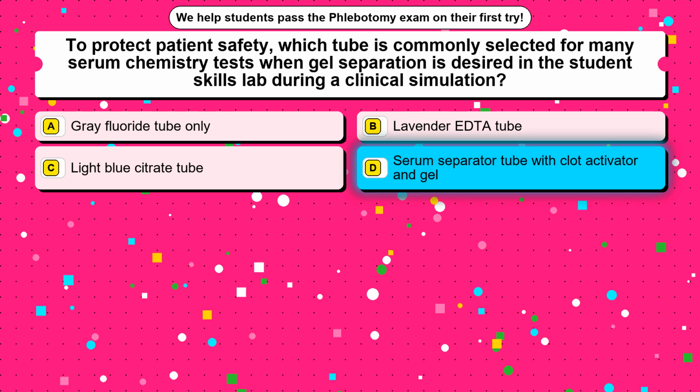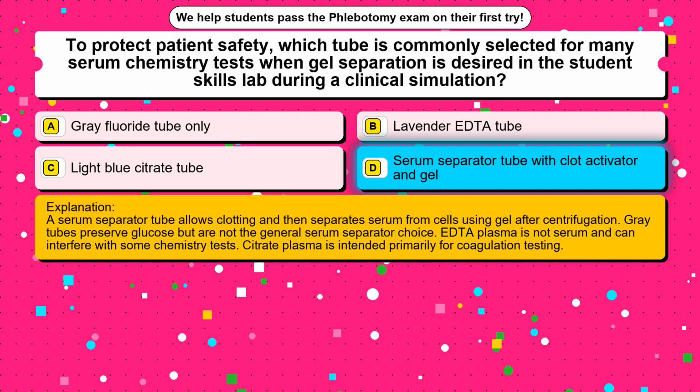The correct answer is option D, serum separator tube with clot activator and gel. A serum separator tube allows clotting and then separates serum from cells using gel after centrifugation. Gray tubes preserve glucose but are not the general serum separator choice. EDTA plasma is not serum and can interfere with some chemistry tests. Citrate plasma is intended primarily for coagulation testing.